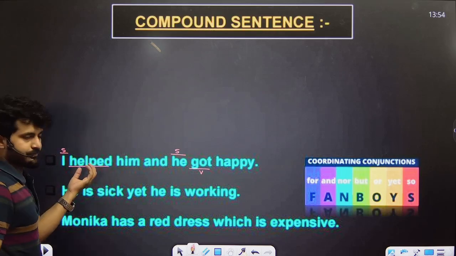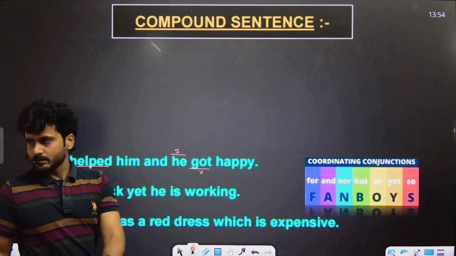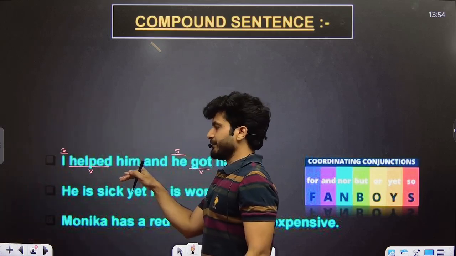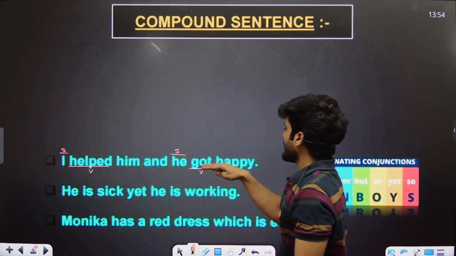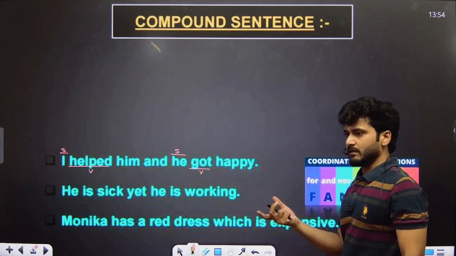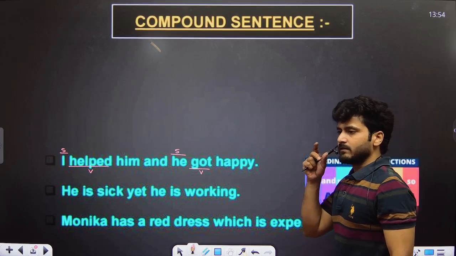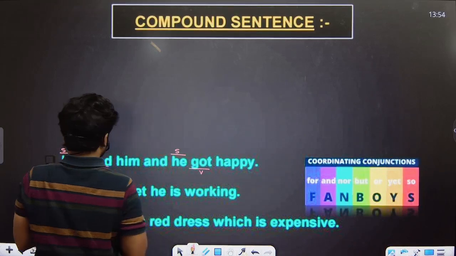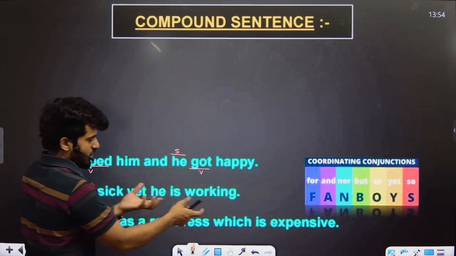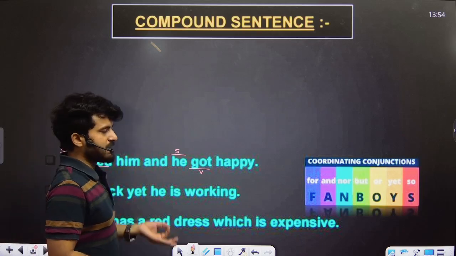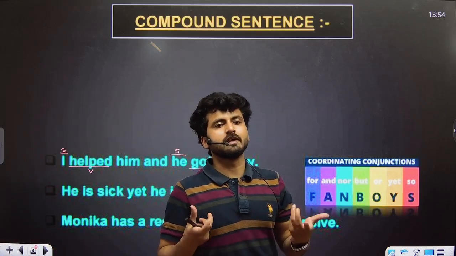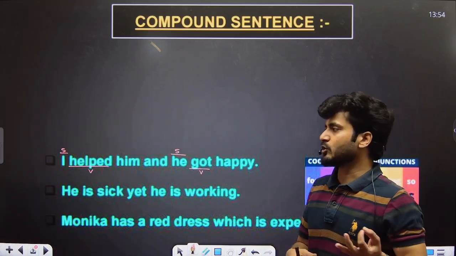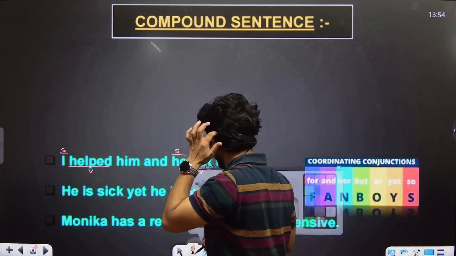See here, I helped him, मैंने उसकी मदद की, he got happy, वो खुश हो गया. Both are independent sentences. Okay, दोनों के सेंस कंप्लीट मिल रहे हैं आपको. He is sick, he is working. ओके, कंप्लीट सेंस मिल रहे हैं. कोऑर्डिनेटिंग कंजंक्शन इसलिए इक्वल इंपॉर्टेंस दोनों को देते हैं क्योंकि दोनों इंडिपेंडेंट सेंस हैं. Both of them are independent sentences, independent clauses.